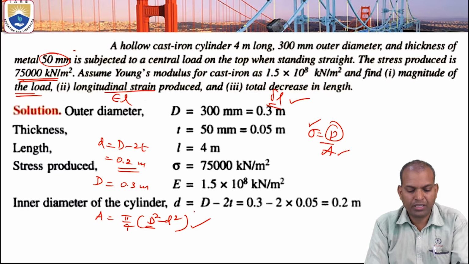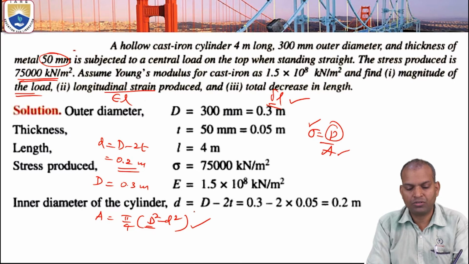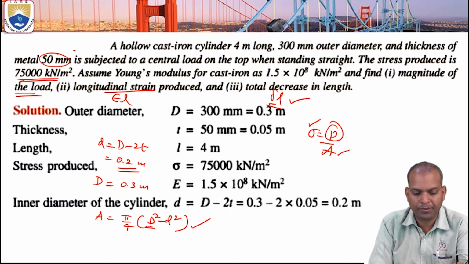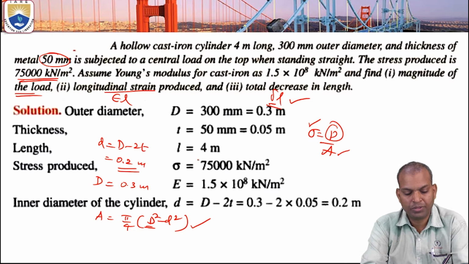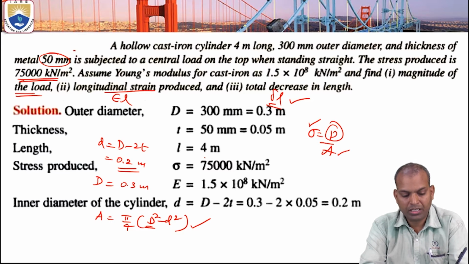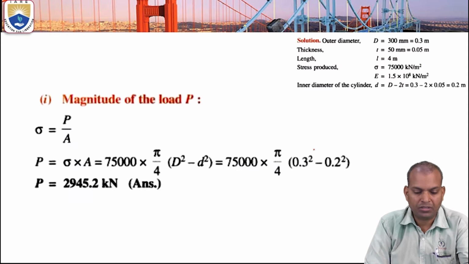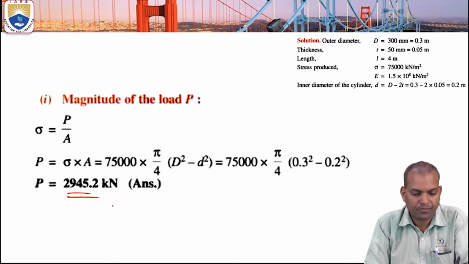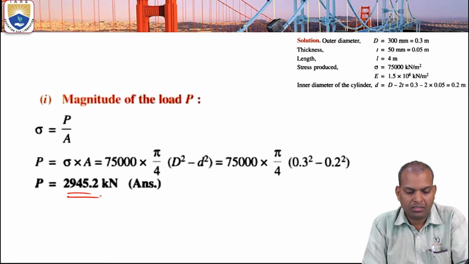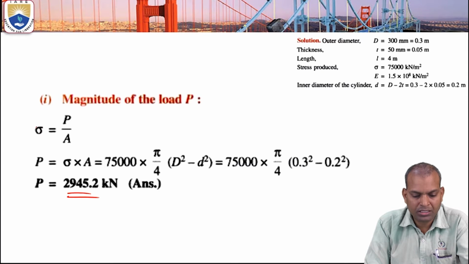Substitute over here, then we can know the area of cross section of the hollow cylinder or hollow pipe. The sigma value is known, 75,000 kilonewton per square meter, and the area of cross section we can calculate. Then P equals stress times area, and the load can be obtained. The obtained load is 2945.2 kilonewtons. And one more important thing, this is the first objective.